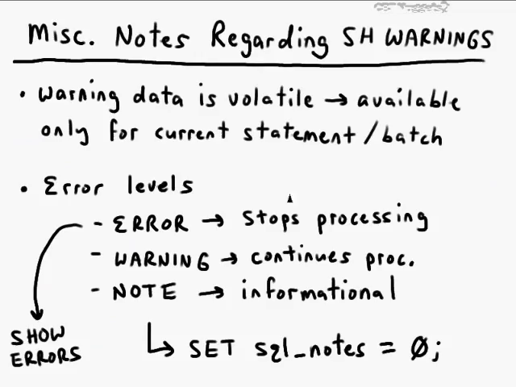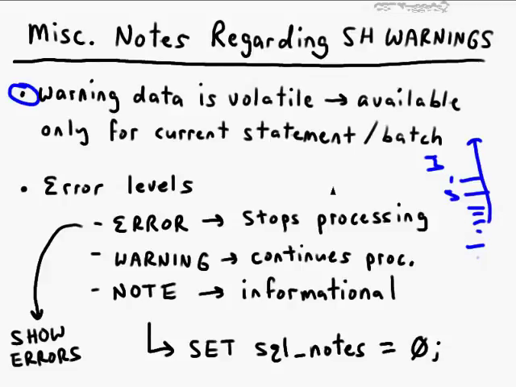Finally, we have some miscellaneous notes regarding the show warnings command. The first of those notes is that your warning data is volatile. It's held in memory and it's available only for the current statement or batch. In other words, in the previous whiteboard, when we conducted that insert statement and it said 1 warning, unless we immediately run show warnings and get our warning output, that particular warning data is going to go up the chimney and go away forever if we do another insert statement, you see?